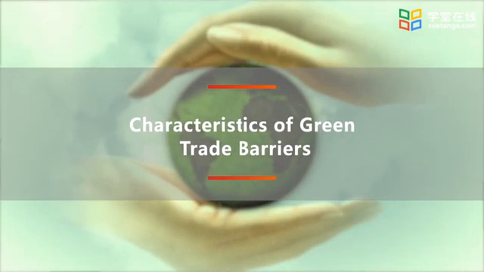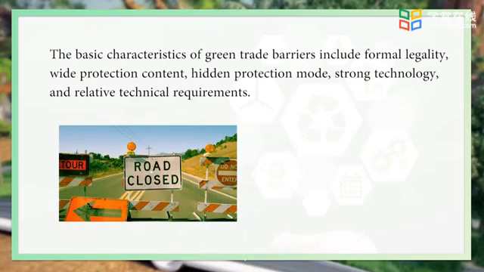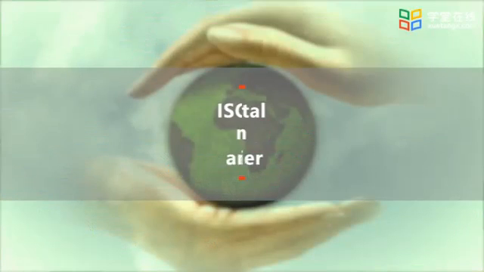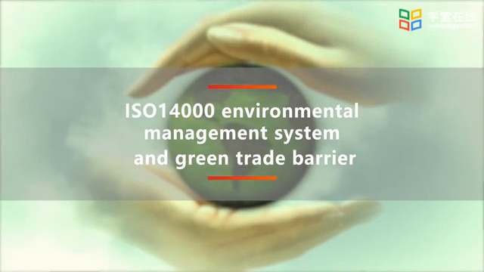Characteristics of green trade barriers. Green trade barrier is a kind of technical trade barrier which is set up by import and export countries to protect their ecological environment and public health in international trade activities. The basic characteristics of green trade barriers include formal legality, wide protection content, hidden protection mode, strong technology, and relative technical requirements.